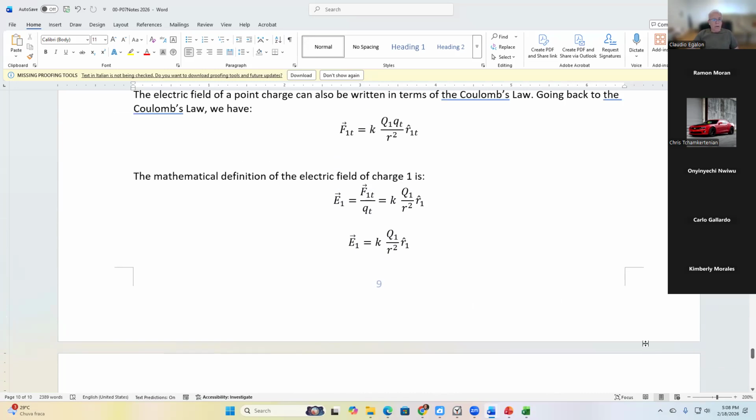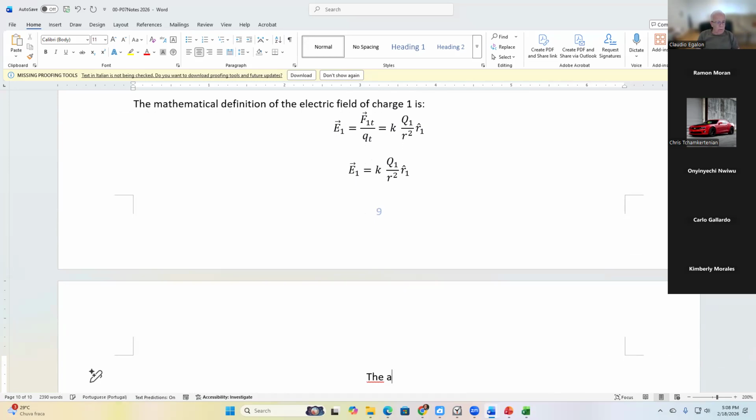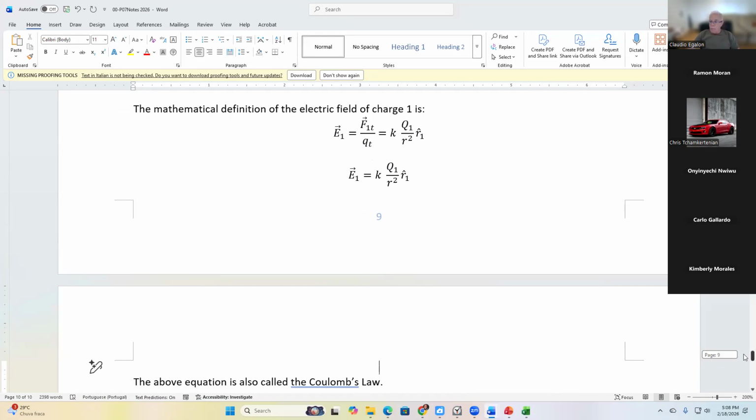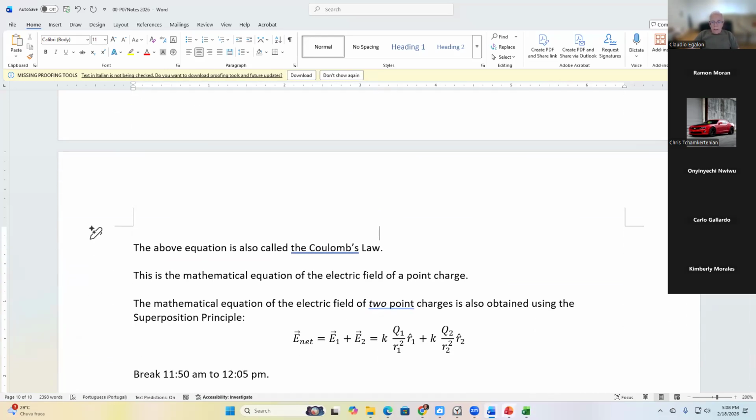The electric field of a point charge is also called Coulomb's law, okay? The above equation is also called Coulomb's law.